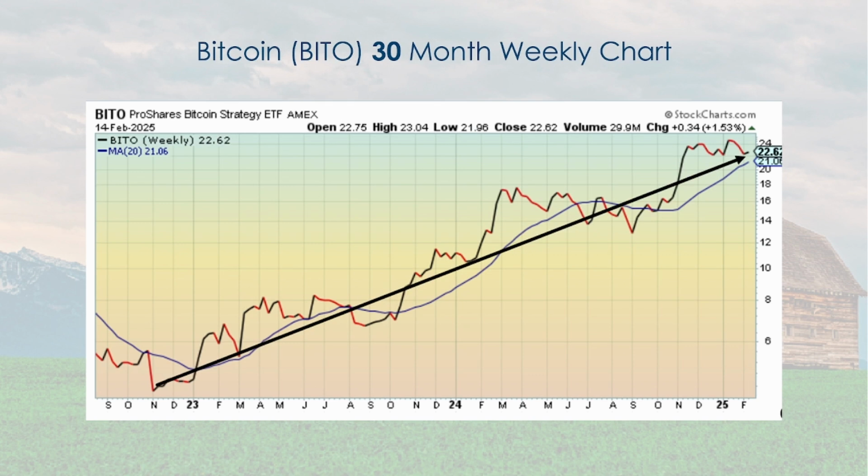Bitcoin kind of took a pause this past week. It's been doing a little bit of a pullback lately, but again, over this 2.5-year period of time, it has done very well.